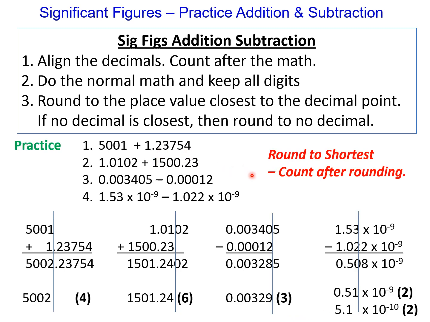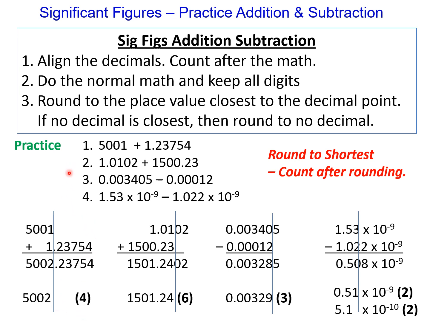So here, we just show you some other examples of addition. We have these numbers. In the first example, we have 5,001 and 1.23754, and we add them, then we truncate because the closest to the decimal is no decimal. And so this is 5,002 to 4 sig figs.